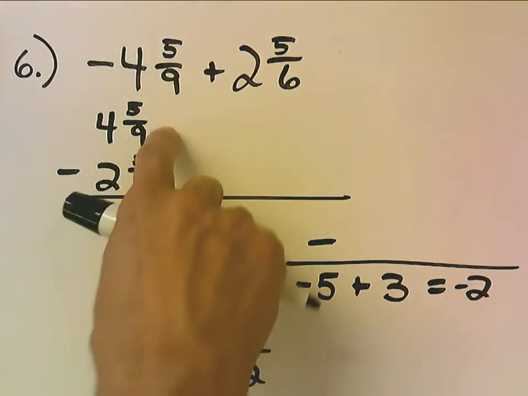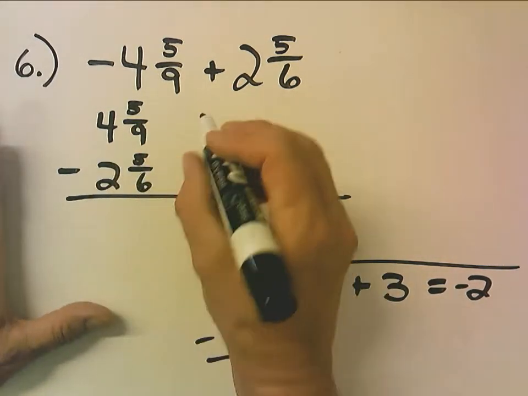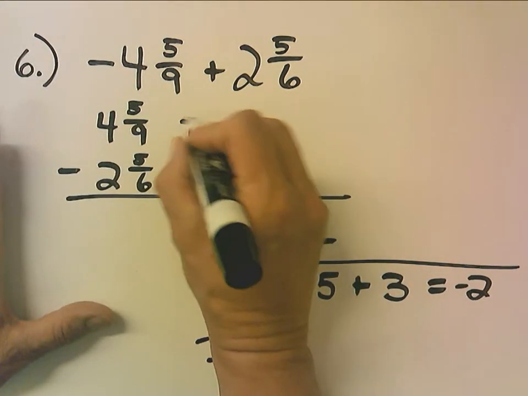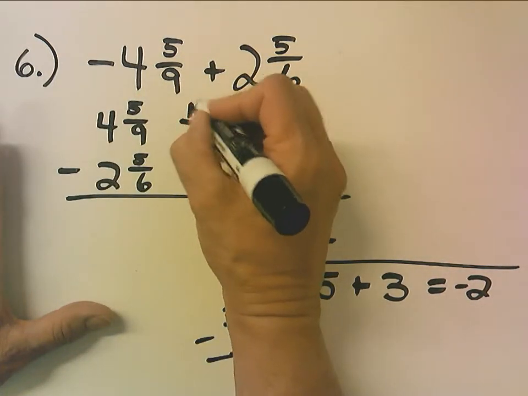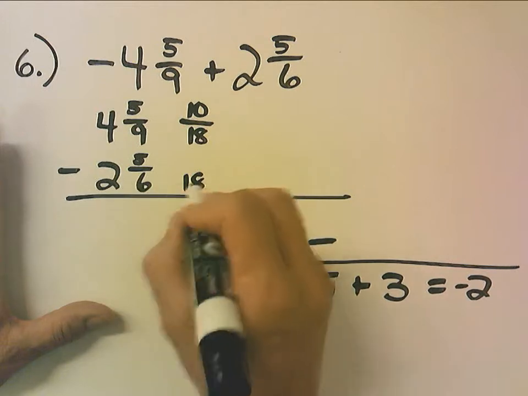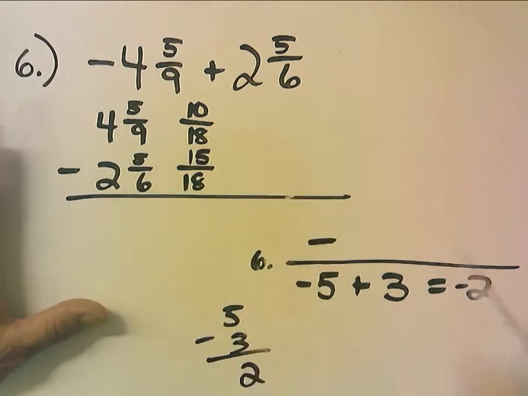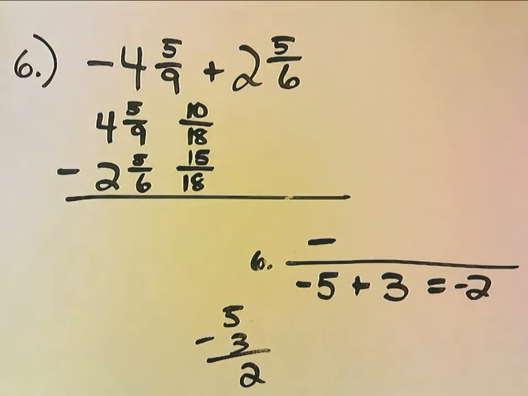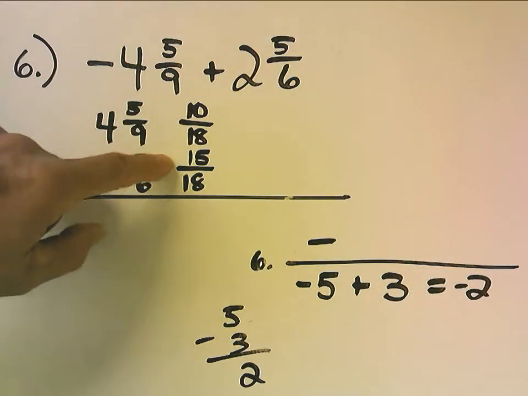Okay? Now, I need a common denominator. So a common denominator between 9 and 6 would be 18. 9 times 2 is 18, so I do 5 times 2 is 10. 6 times 3 is 18, so I do 5 times 3 is 15. But now I have a problem, because I can't do 10 minus 15.